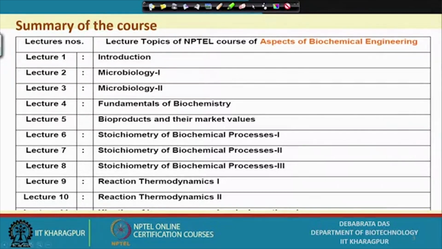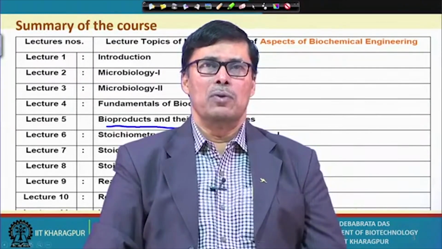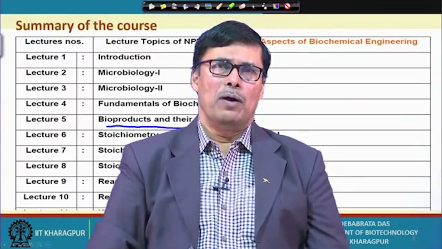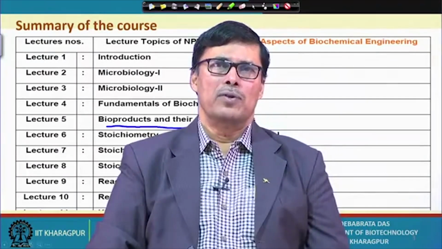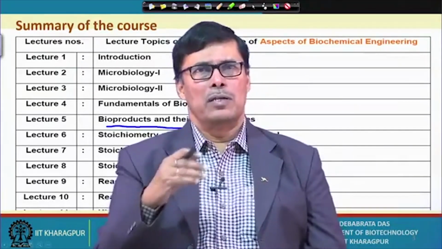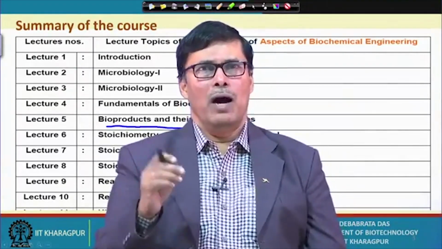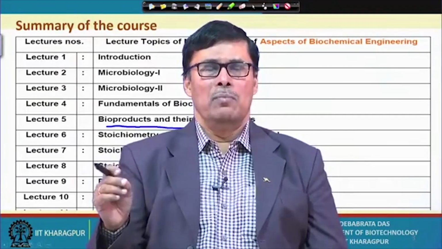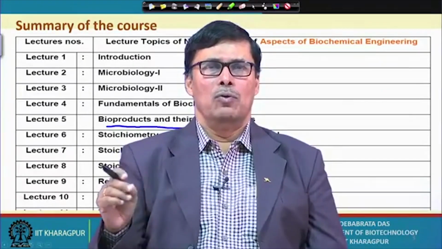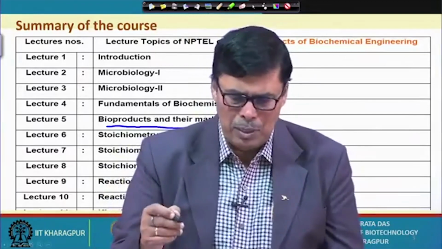And then we tried to discuss what the different bioproducts available in the market are and their market values, because that is very important. Those who are involved with biotechnology or biochemical processes should know what the different products available in the market are. And we tried to classify these products into three different types: low value, high volume products; medium value, medium volume products; and high value, low volume products. So this is how we do the classification.